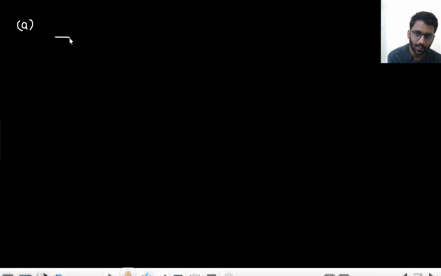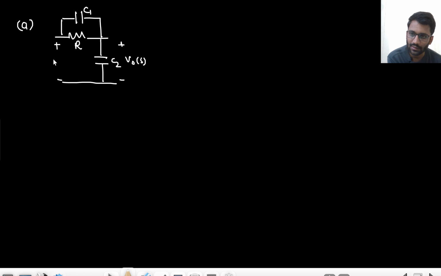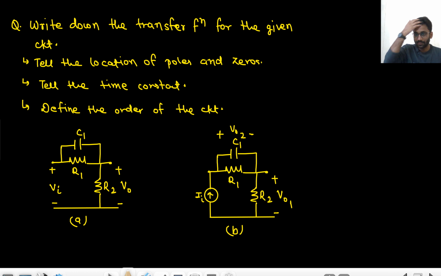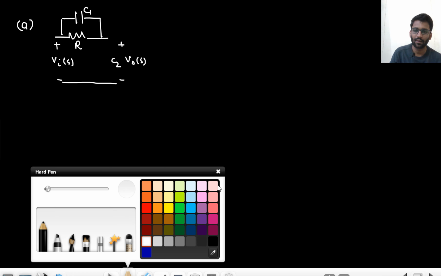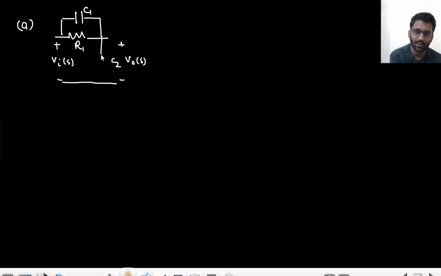For finding the order of the circuit, for finding anything, first you need to write down the transfer function. And for transfer function, you need a certain input and a certain output. R, C1, R2. This is V0(s), this is Vin(s). This is my circuit, right? This is R2 here, not C2. R1, R2 is there.